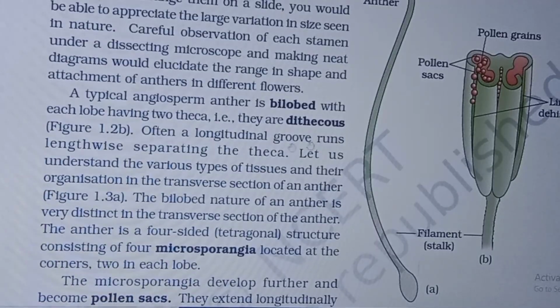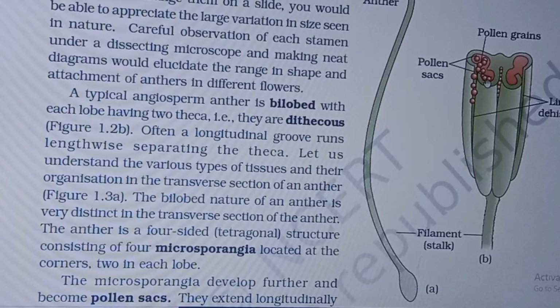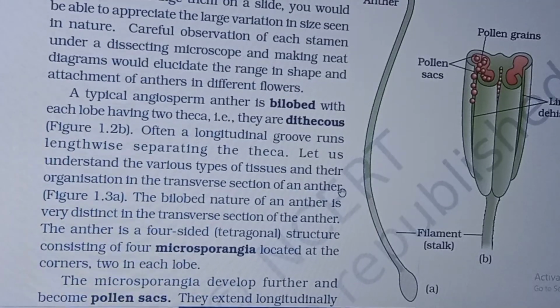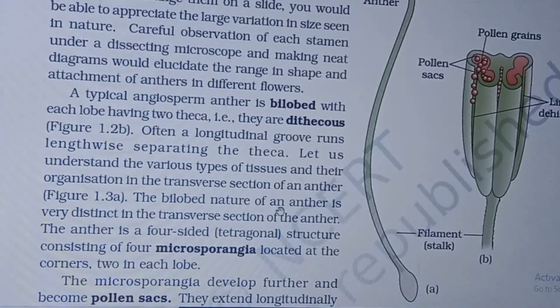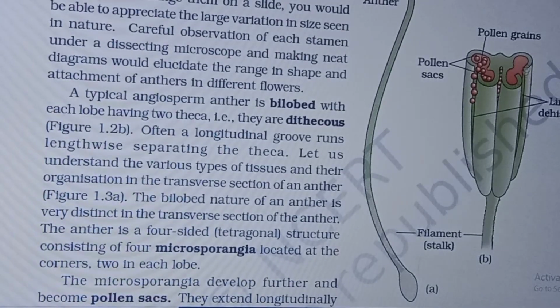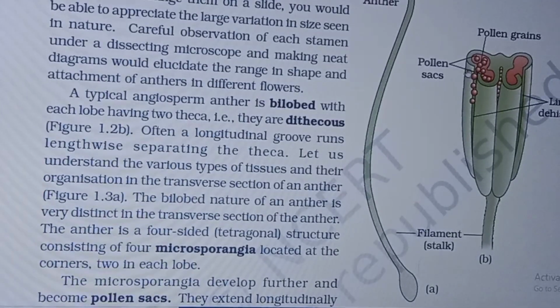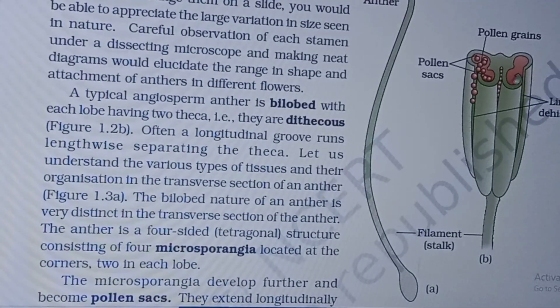Often a longitudinal groove runs lengthwise, separating the theca. Let us understand the various types of tissues and their organization in the transverse section of an anther. The bilobed nature of an anther is very distinct in the transverse section. This is the bilobed nature of the anther, and this is the transverse section.